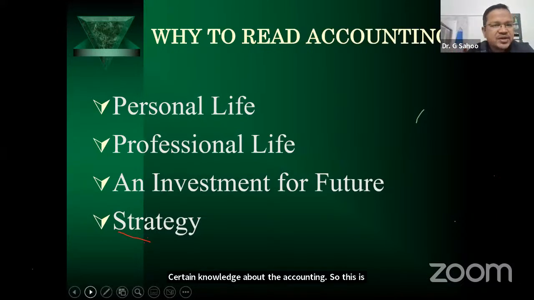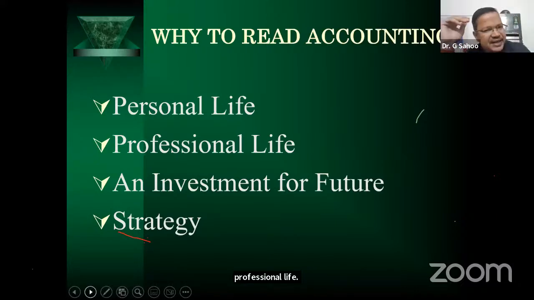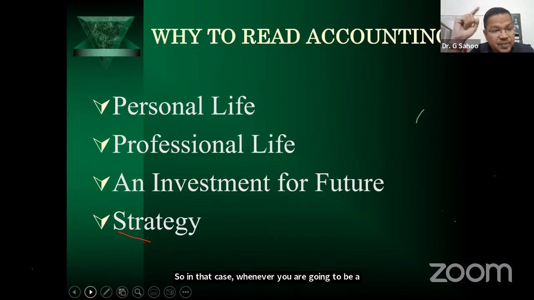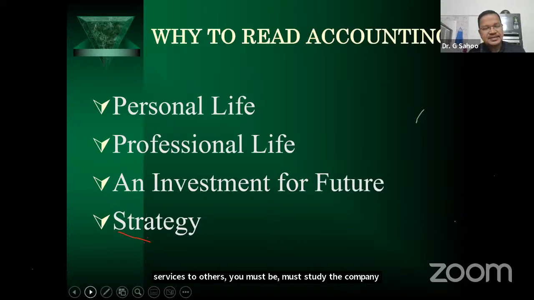The second one is about your professional life. Let's say you want to be a chartered accountant, cost accountant, company secretary, or CFA, certified financial analyst. In that case, in order to provide professional services to others, you must be a master in accounting. You must have adequate knowledge of accounting. So in order to lead a professional life also, we need knowledge of accounting.